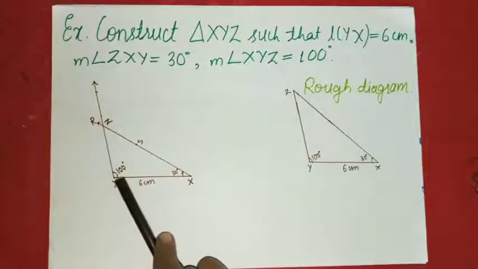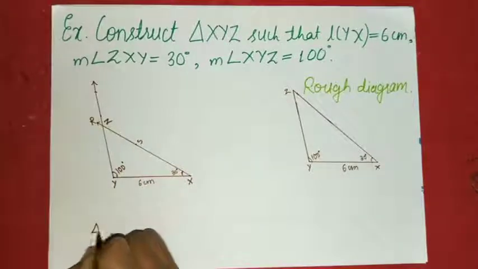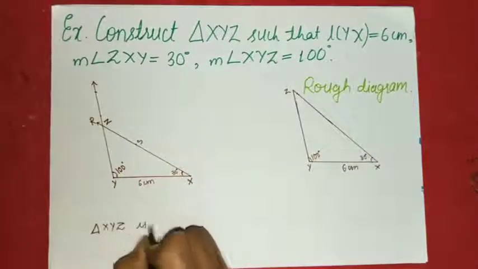Now see here, this is the angle of 100 degrees. This is the angle of 30 degrees. Now we will write it here. Triangle XYZ is the required triangle.